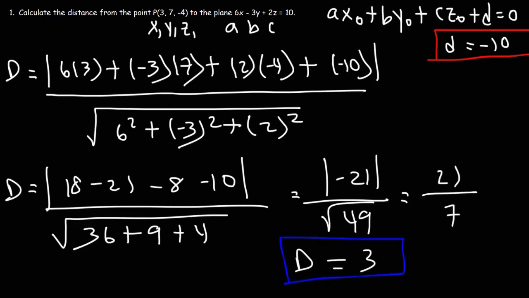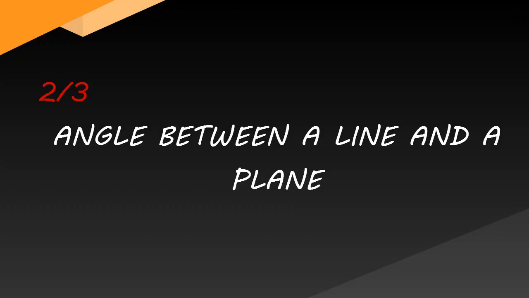And that's basically it for this video. So now you know how to find the distance between a point and the plane. You also know how to derive the formula if you really need to know that information. Next, we look at the angle between a line and a plane.